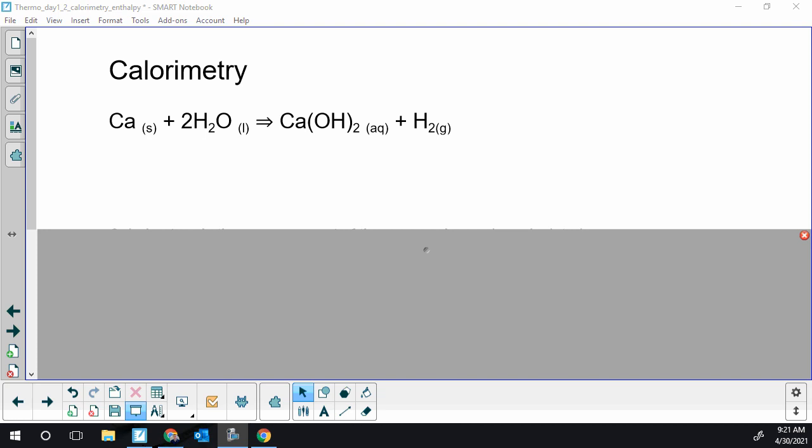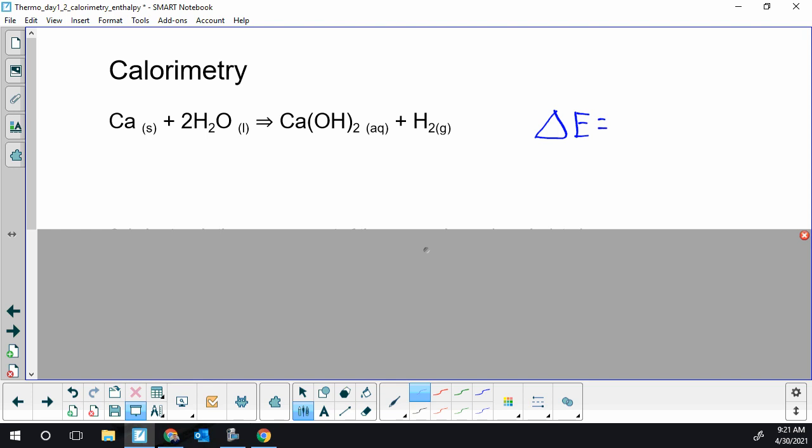Okay, so we're going to be talking about and defining calorimetry. I have a balanced chemical equation. The calcium plus water, you actually need 2 water molecules, makes calcium hydroxide and hydrogen gas. Okay? And we're going to be looking at what is the energy change in this chemical reaction.